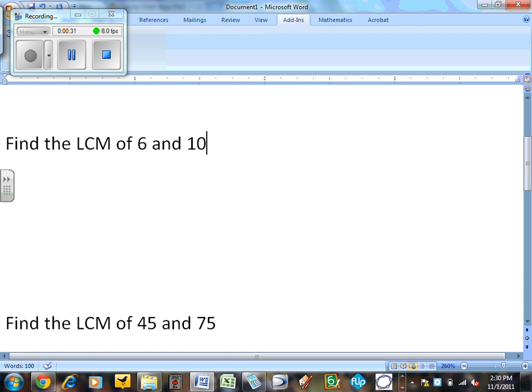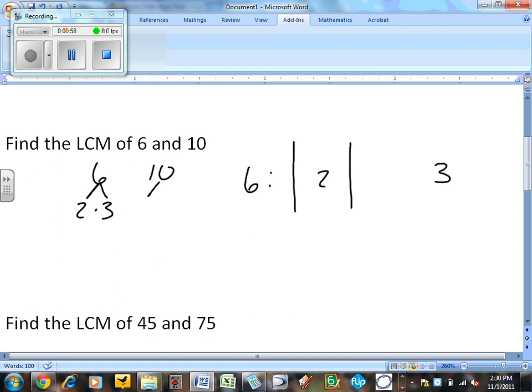All right. So if we want to find the least common multiple of 6 and 10, I use the prime factorization way. I want to break this 6 down into a product of primes, 2 times 3. And then I'm going to write that product of primes over here in my columns like we did with greatest common factor. So 6 can be written as 2 times 3, and 10 can be written as 2 times 5.